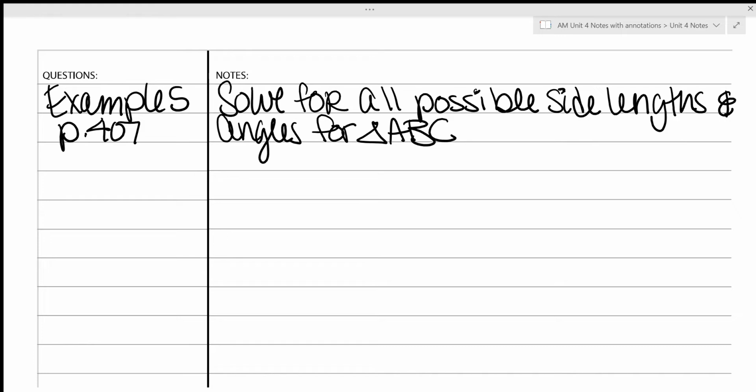All right, so sorry about that. All right, so solve for all possible side lengths and angles for triangle ABC.